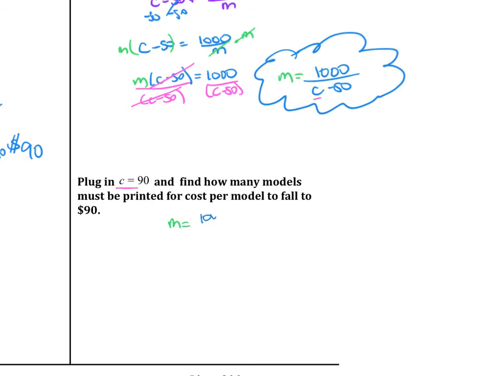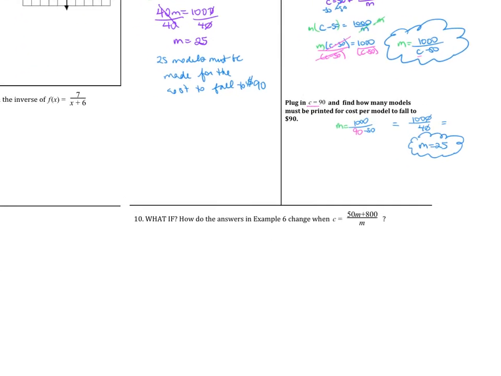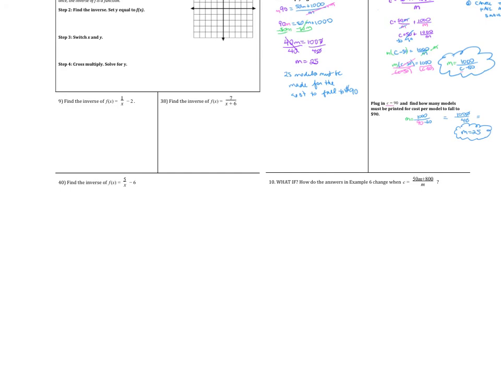So m equals 1,000 over 90 minus 50. And so this is 1,000 over 40. And notice we get the same exact answer. M equals 25. So just a practical application of solving for an inverse. Now, here's another example that I want you to try out. See if you can find the inverse. So number 10 here on this example.